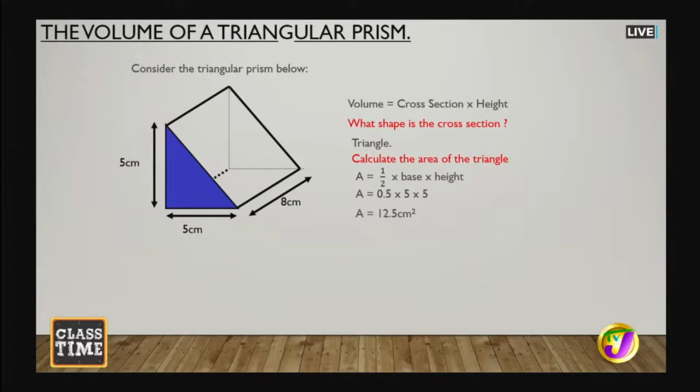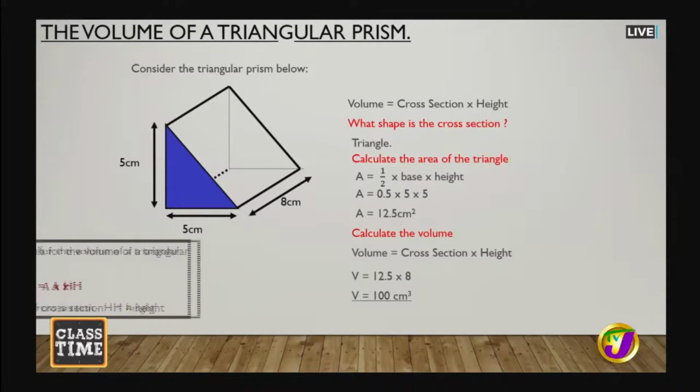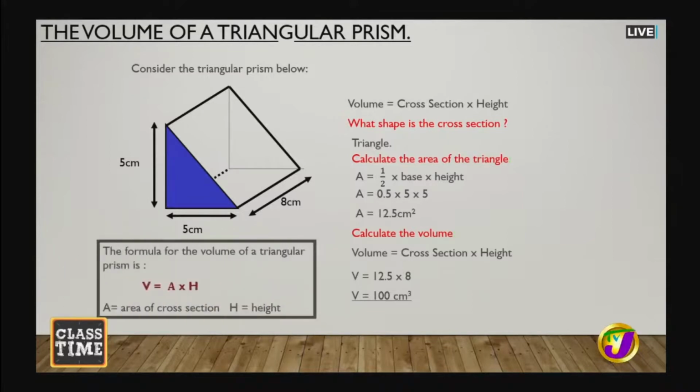And now that's just the area of the cross-section. We need to find the volume using the cross-section. We would go ahead and multiply that 12.5 by 8, and we'll get the total volume to be 100 cubic centimeters. Great. So calculating the volume of a compound shape is fun, it's easy. We just need to find the area of the cross-section multiplied by the height.